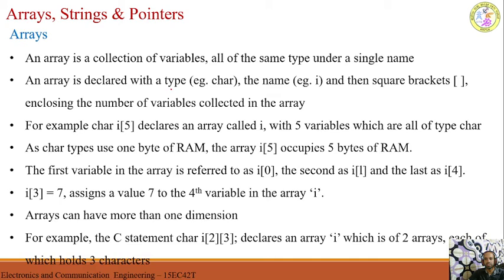An array is declared with a type, meaning what type of data it can hold, that is called a data type. For example, it may be character, it may be integer, whatever it may be. And the name, for example, I is the variable name, and then a square bracket is used. This is the square bracket which represents the total size of the array, enclosing the number of variables collected in the array.